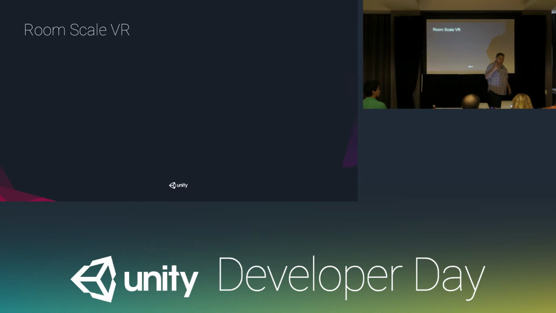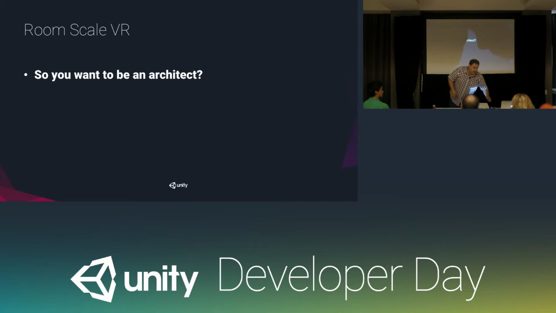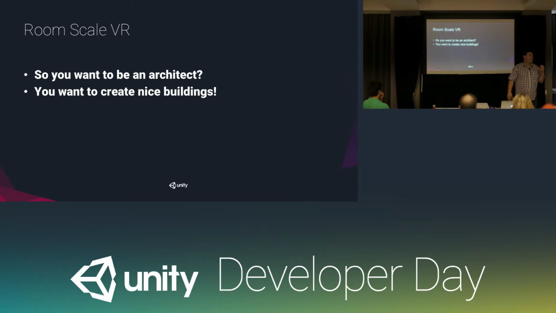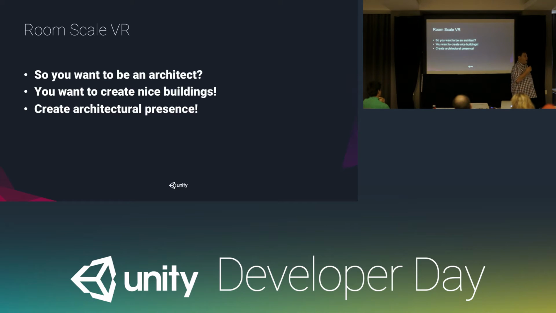Because when you make room scale VR, you basically are building like an architect. I'm standing in front of a projector. I'm going to do this. You want to be an architect because you're building room scale VR, 3D environments like in the world. But you want to create it nicely so you can connect to it, and I'm going to explain a little bit about that. So basically what I'm going to talk about is architectural presence. How can you, when you're in VR, be fully connected and understand the environment?